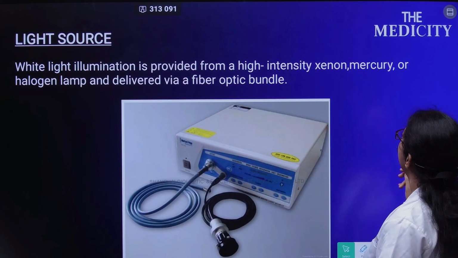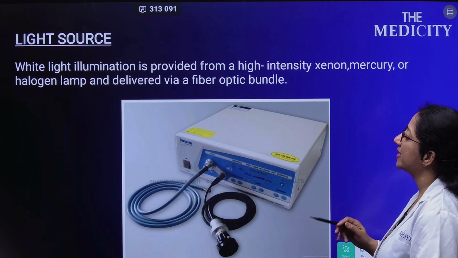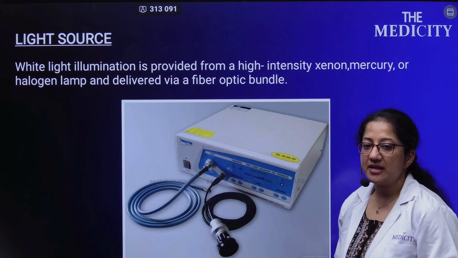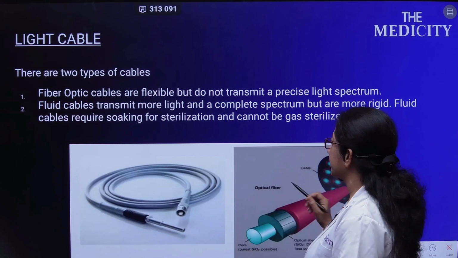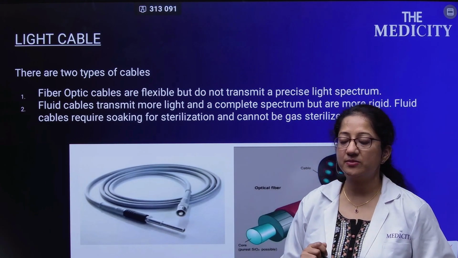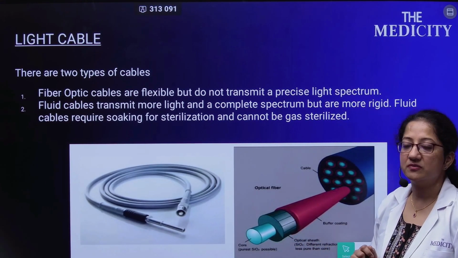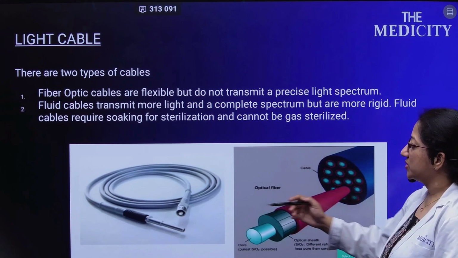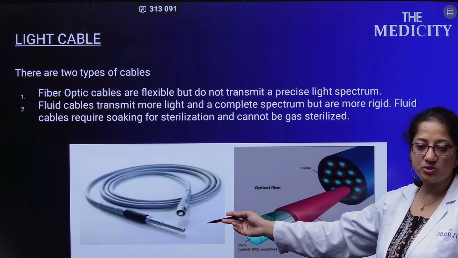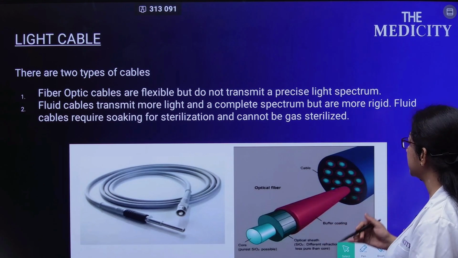This basically is a high intensity xenon, mercury or halogen lamp delivered via the fiber optic bundle, and this is where the light is attached. Light cable can be of two types. It can be a fiber optic light cable, or it can be a fluid cable which transmits light and completes the spectrum but more rigid. So this is a fiber optic light cable which mostly we use, and this is a fluid light cable.